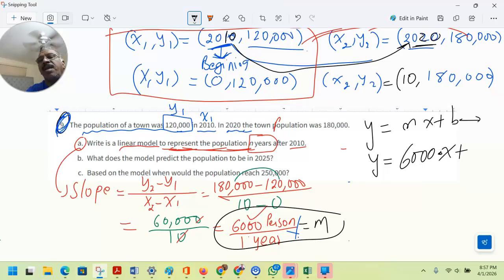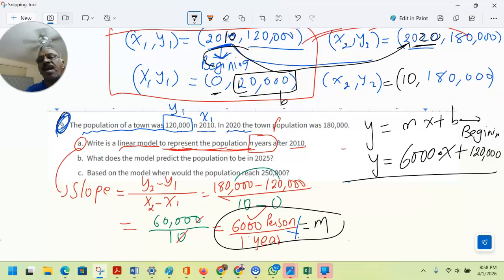B is the beginning. What was the beginning population? So then the beginning was 0 here. See, when it was 0, this is your B. This is the B, 120,000. In the beginning, it was 120,000. So this becomes your equation with the help of X and Y.